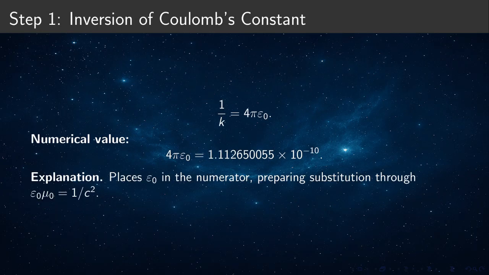Step 1. Inversion of Coulomb's constant. We invert Coulomb's constant. 1 over k becomes 4 pi epsilon naught. This simple step brings epsilon naught into the numerator, which prepares it for substitution using known electromagnetic identities. Numerically, this value is about 1.11 times 10 to the minus 10.